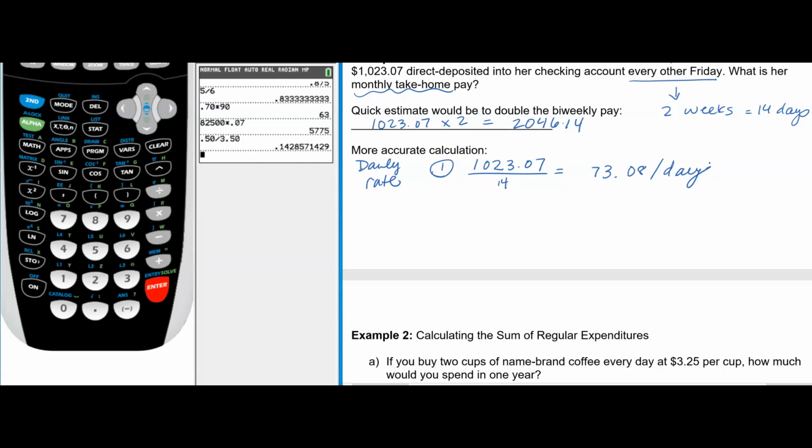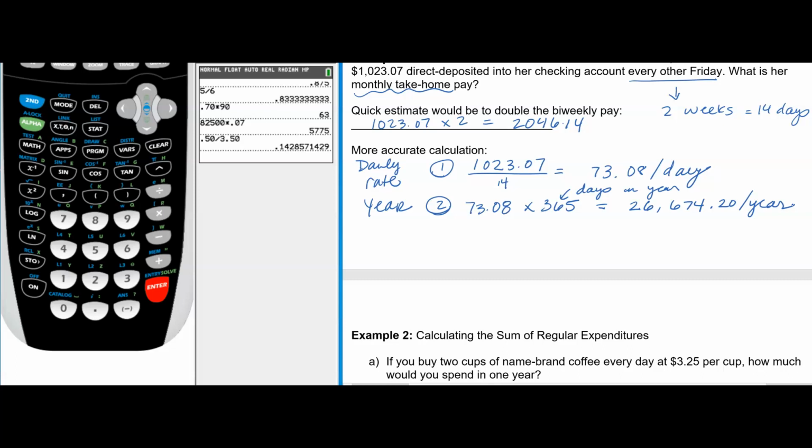Okay, next I'm going to find out how much she makes in a year. So I'm going to take her daily rate, 73.08, and multiply it by 365, that's days in a year. Okay, and I get 26,674.20, and that's how much she makes per year.